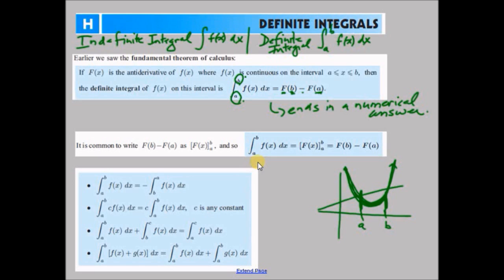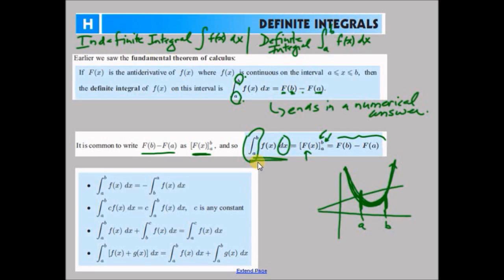Okay, it's common to write capital F of b minus capital F of a this way. So that when we're integrating a definite integral, we have this function, and we'll do some examples so you'll see what I mean. This is the integral, the original function, okay? And then we can get rid of this and this and replace it with those square brackets and this b and a here so that we know we then need to do this. Okay, so I'll show you what I mean with some examples.